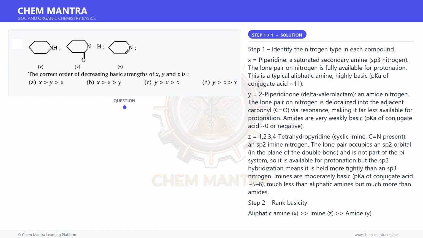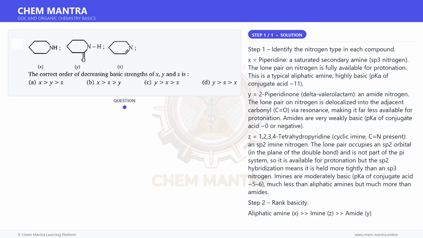Y is piperidinone, delta valerolactam, an amide nitrogen. The lone pair on nitrogen is delocalized into the adjacent carbonyl, C=O, via resonance, making it far less available for protonation. Amides are very weakly basic, pKa of conjugate acid approximately 0 or negative.